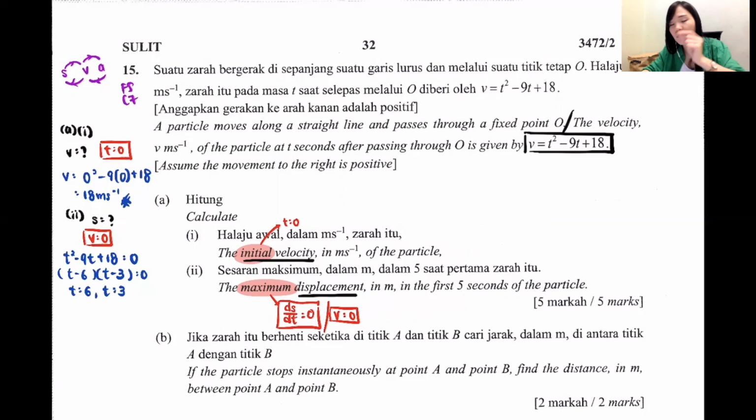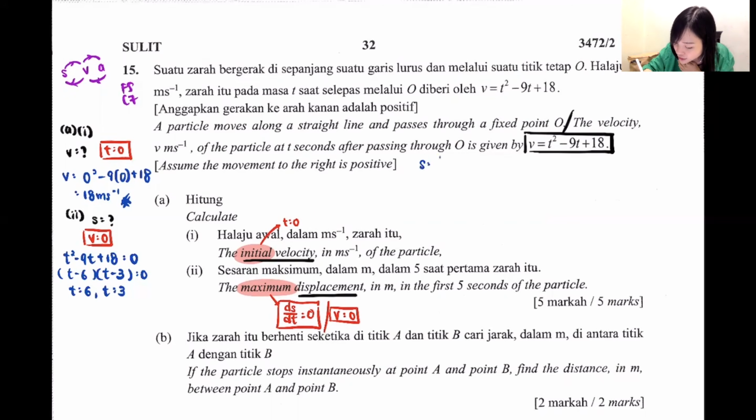So guys, then the problem is, how do I sub back to the S equation? I must have the S equation. This question already gives me the V equation. V, how to come back to find S? Remember the sequence, S, V, A. So S go to V, differentiate. V go to A, differentiate. A go to V, integrate. V go back to S, integrate also.